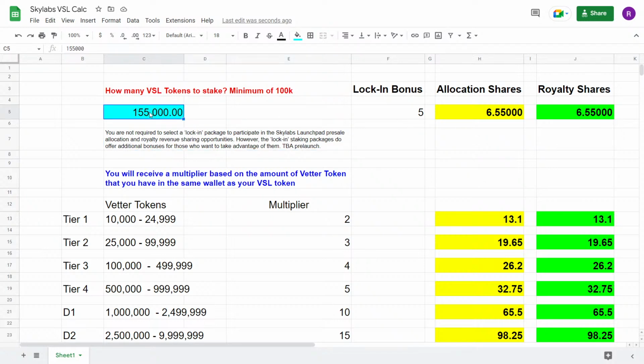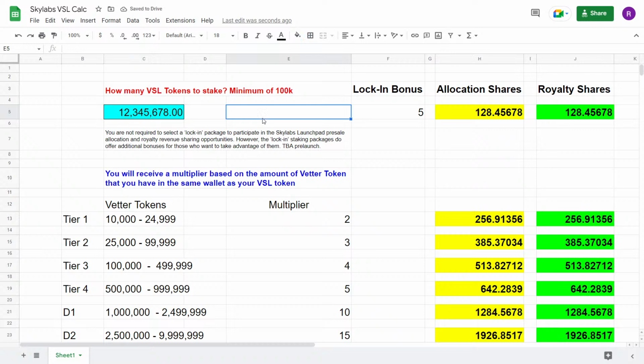So the way this top part works is you type in the amount of tokens you want to stake. Let's just do a random number: 12,345,678. That's going to give you 123.45678 allocation shares and royalty shares. So that's how that works. You literally put the number that you want to stake in the blue box, and then the yellow box tells you how many allocation shares you get, and the green box tells you how many royalty shares you get.